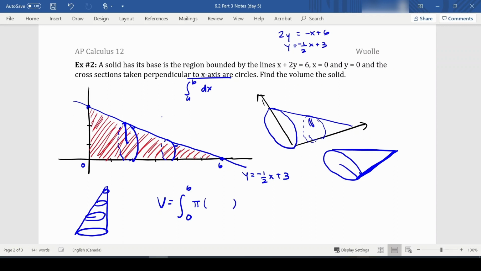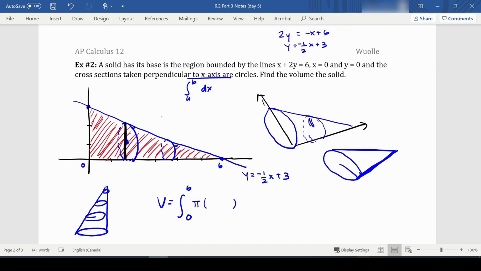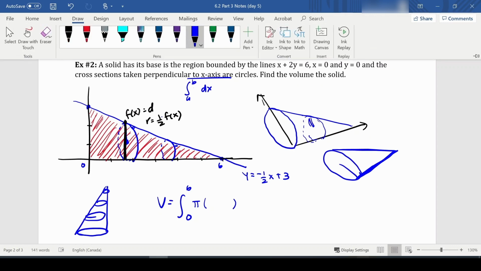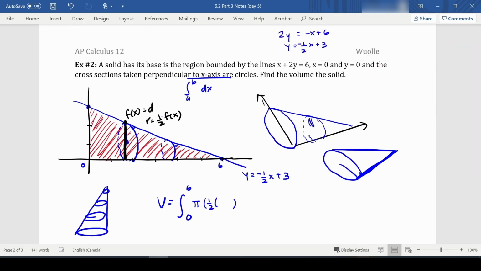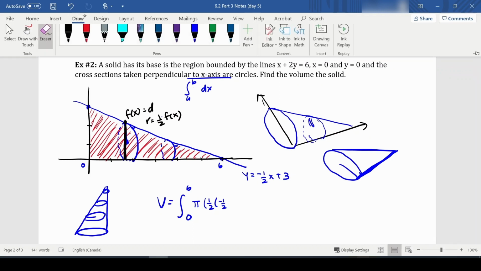Well, r in this case is our distance from halfway between the x-axis and the function up to the edge of the function. So our entire distance here would be f of x. That's our diameter in this case. So our radius is 1/2 f of x. Or in other words, 1/2 of negative 1/2 x plus 3. Just get rid of those brackets that are in my way.